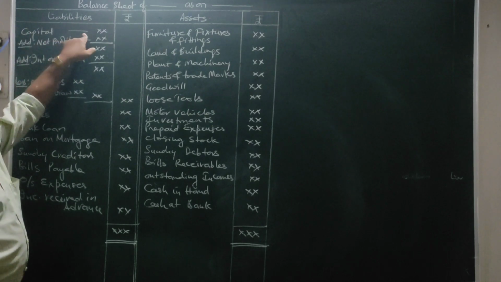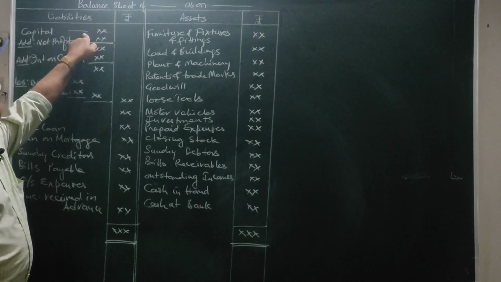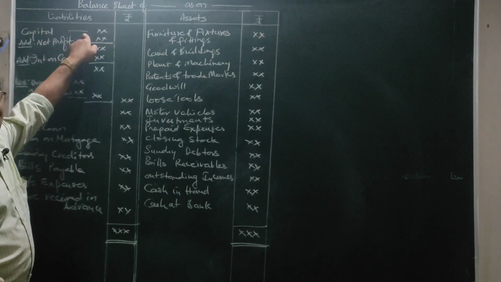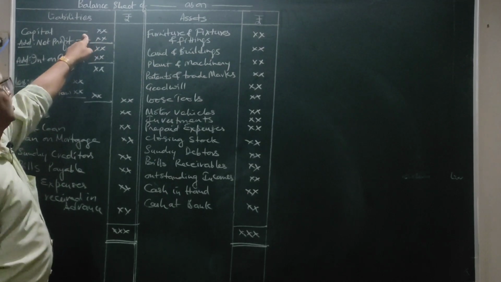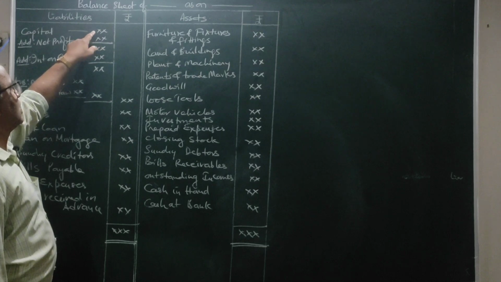Okay, you are aware what is the meaning of a capital. It is the amount or money's worth invested by the proprietor in the business while commencing a business. So that particular capital account balance we are taking up here.